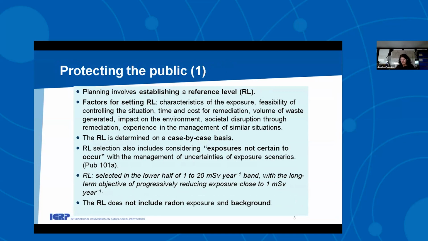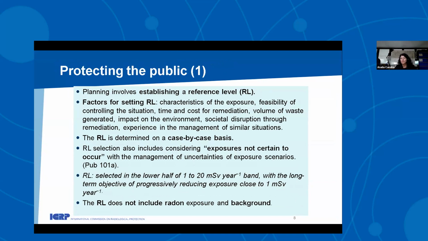So we are going to describe briefly how to address protection of the public, the environment, and the workers. So protecting the public involves establishing a reference level. And to define this reference level, you have to perform the characterization of the site and the context of the situation.